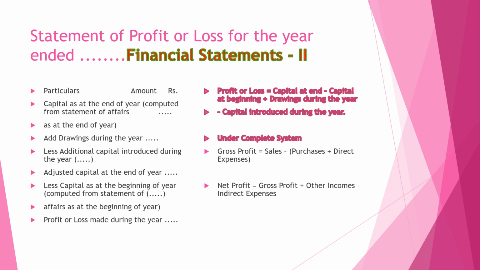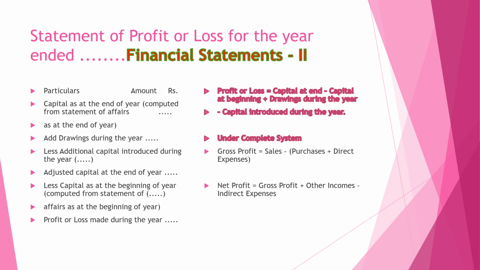So how can we determine it? As I discussed earlier, capital at the end is computed from the statement as at the end of the year, and add drawing during the year, less additional capital introduced during the year. This is called adjusted capital at the end. And then we deduct the opening capital, that is the capital at the beginning. So the difference is profit or loss made. If positive, it is profit. If negative, it is loss.